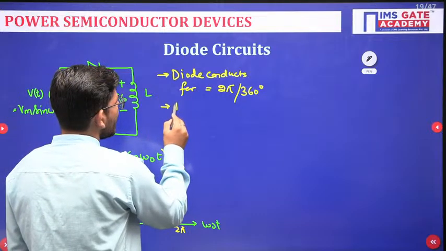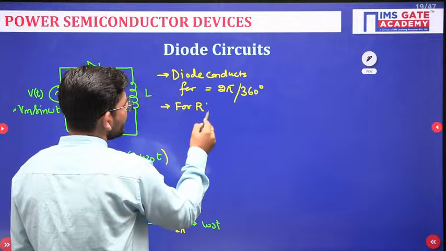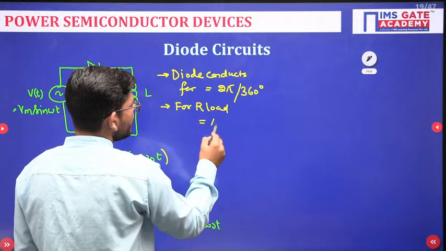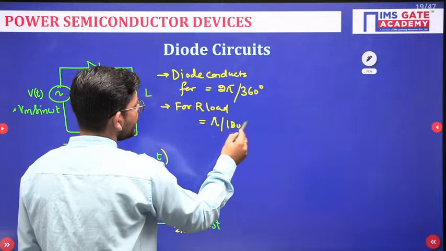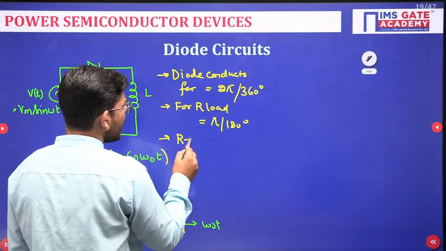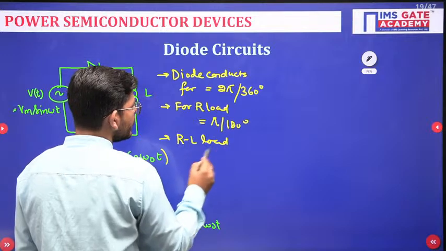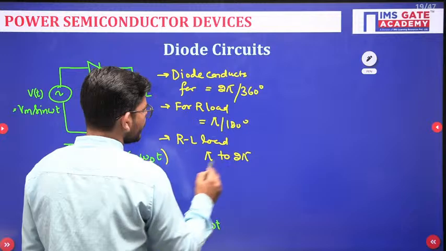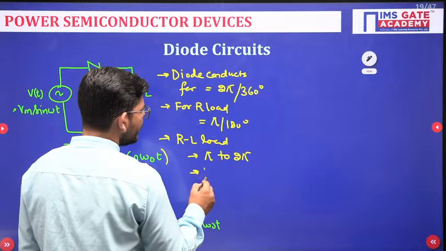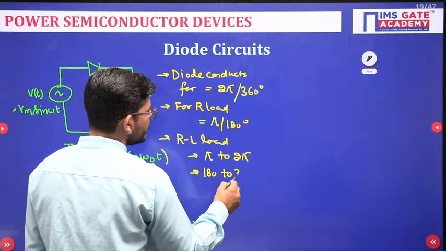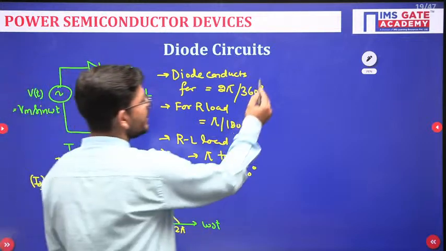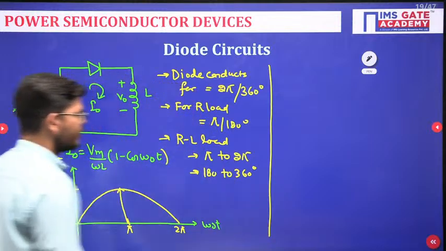For a pure R load, the conduction duration will be only pi, or 180 degrees. If we have an RL load, then the conduction duration will be in between pi and 2 pi, or anywhere in between 180 and 360 degrees. This is a very important thing that you should know.